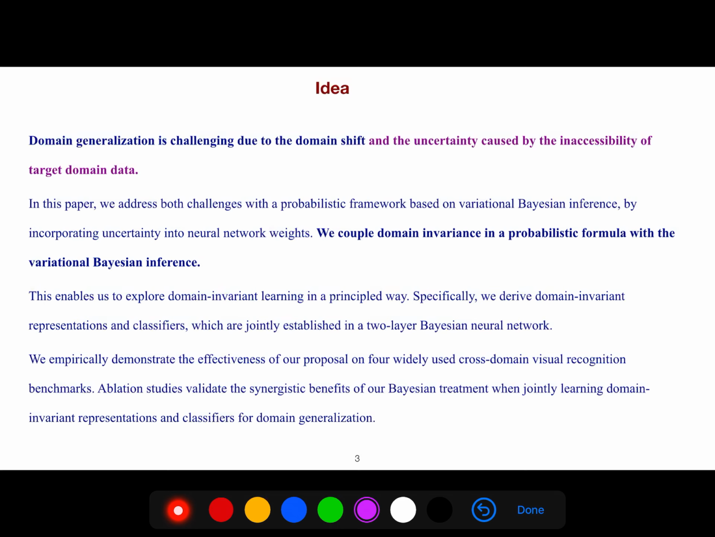We empirically demonstrate the effectiveness of our proposal on 4 widely used cross-domain visual recognition benchmarks. Ablation studies validate the synergistic benefits of our Bayesian treatment when jointly learning domain invariant representations and classifier for domain generalization. As I said, in domain generalization, we don't even have access to any kind of target samples because the target is also unknown.